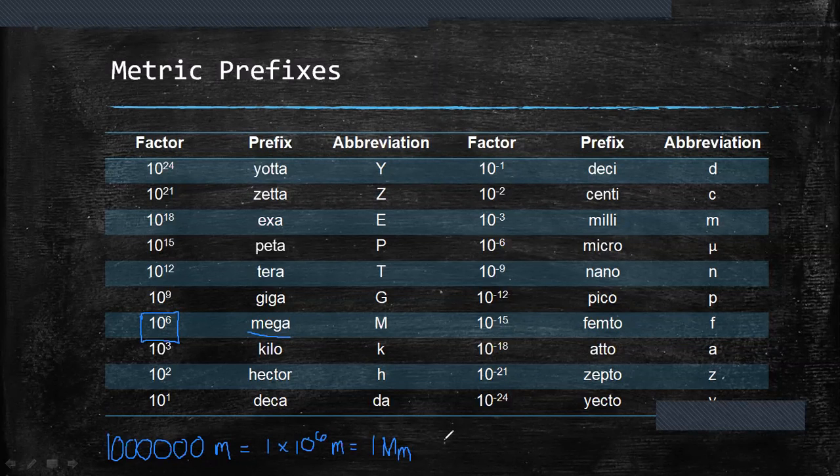Let's say you have 0.000001 meter, which is equal to 1 times 10 raised to negative 6 meter. And according to the table, times 10 raised to negative 6 is equal to micro. Therefore, 1 times 10 raised to negative 6 meter is equal to 1 micrometer.